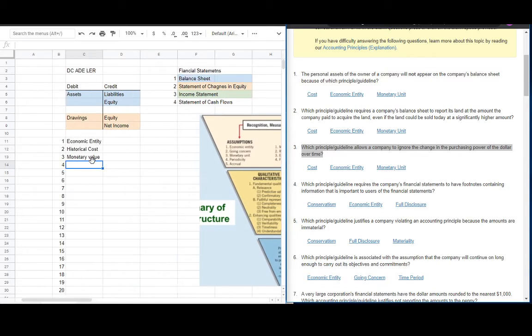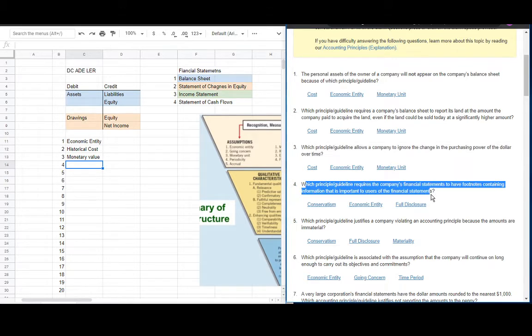Ayun yun. So number 4, the principal guideline that requires a company's financial statement to have footnotes containing information that is important to the users of the financial statements is the full disclosure.